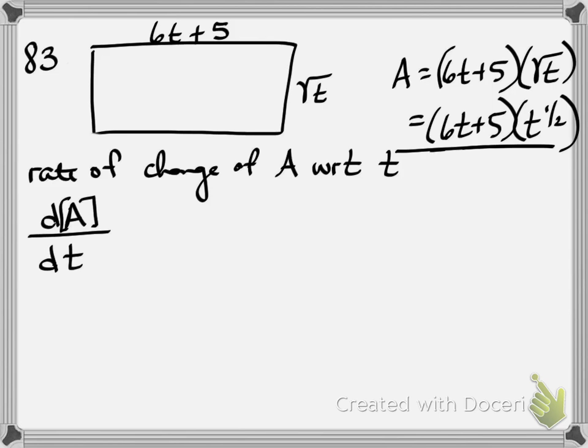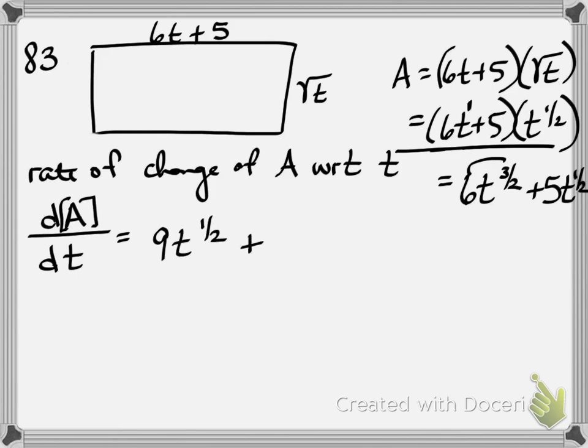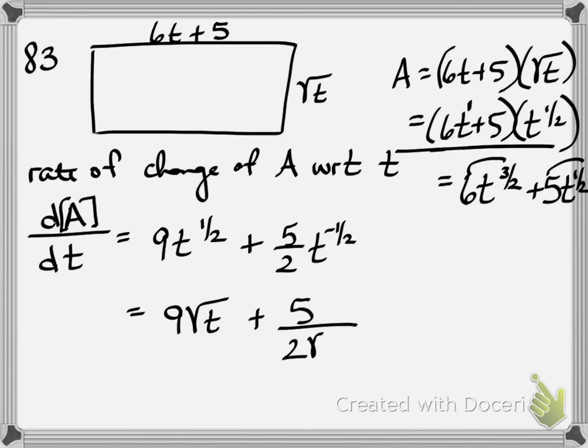I'm not going to do product rule. I'm going to simplify this just a little bit more. Multiply and add those exponents. So our derivative would be 3/2 times 6, that's 18/2 or 9. T to the 1 less. And 1/2 times 5 is 5/2. T to the 1 less. So they would want 9 square root of t plus 5 over 2 square root of t.